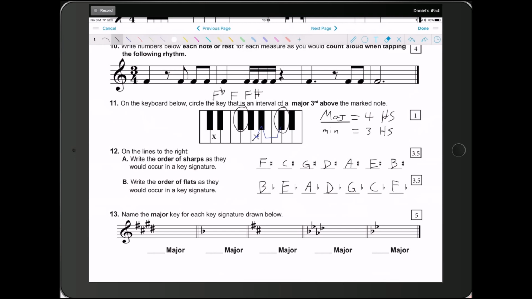So, let's get started. First, I'm going to clear this out right here. Alright, let's get started. Question 13 says, name the major key for each key signature drawn below. Now, if you took the 4th grade test, hopefully you remember the trick to figuring out the sharp keys.